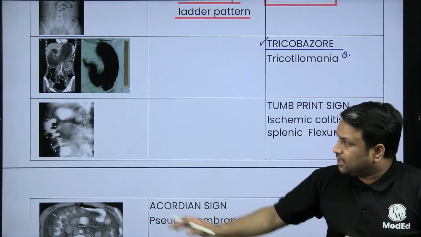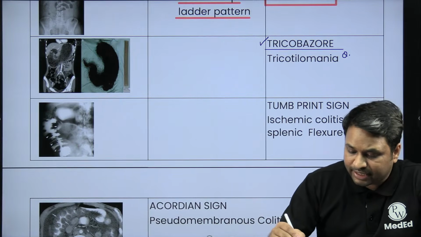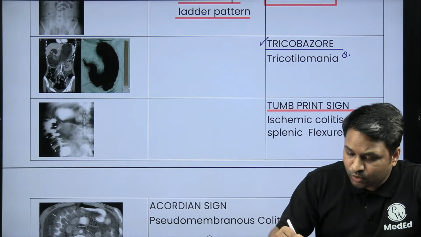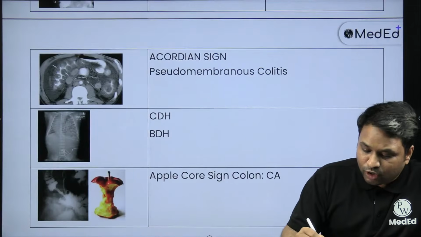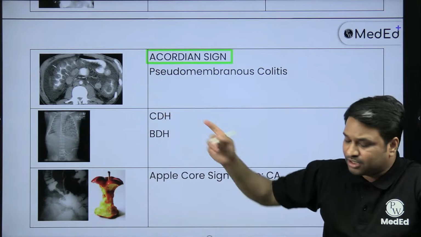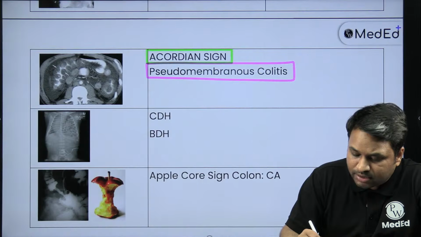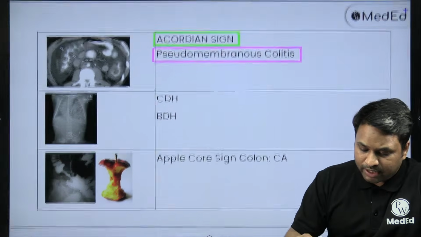Now, you see, this is again a repeat radiograph that you'll see. This is called the thumbprint sign. Now, the thumbprint sign is seen in ischemic colitis, and the most common site for ischemic colitis is the splenic flexure. Then you have the accordion sign. The accordion sign, as you can see, there is alternate black and white, that is accordion. And the accordion sign is seen in pseudomembranous colitis.